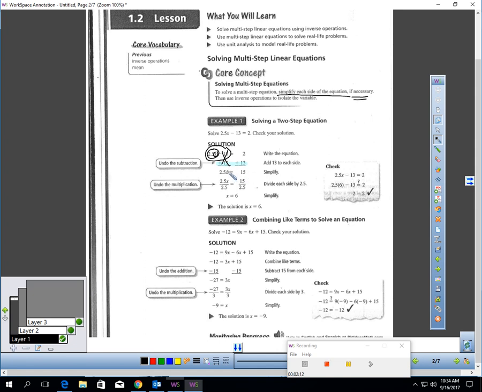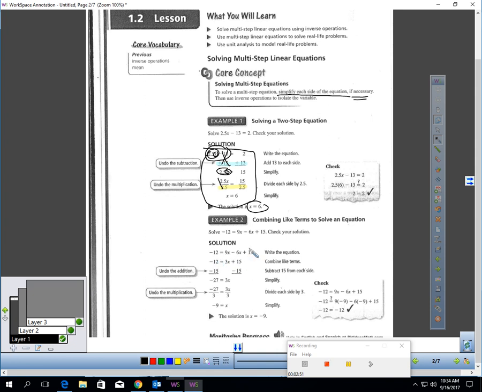Okay, next step. X is the center of the onion. The 2.5 is the next layer. I've got to get rid of the times 2.5. How do you get rid of times 2.5? You can see here in the book, they are dividing each side by 2.5. 2.5x divided by 2.5 is x, and 15 divided by 2.5 is 6. So the solution is 6, and then you should check it. I should see your work in this manner on your paper. I should see each step, okay?